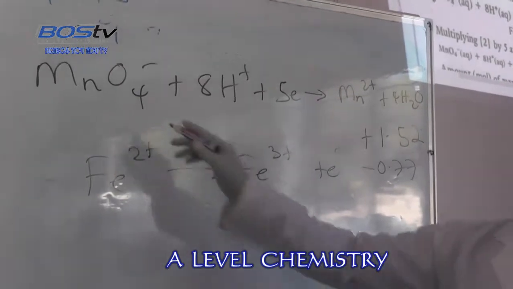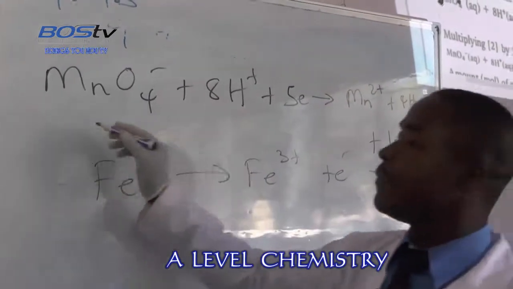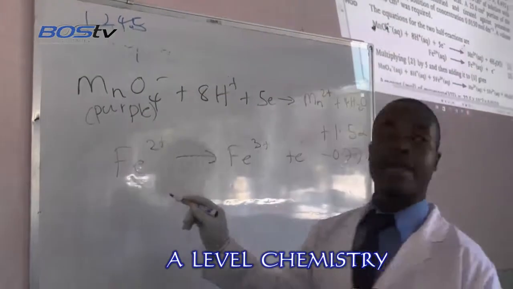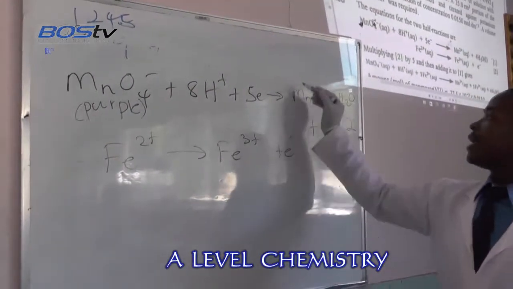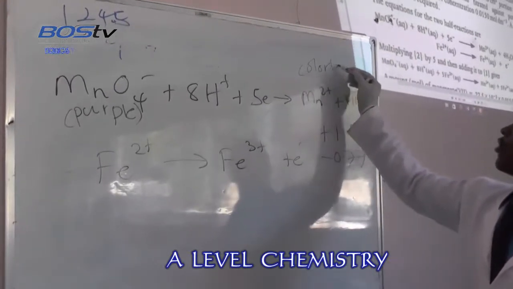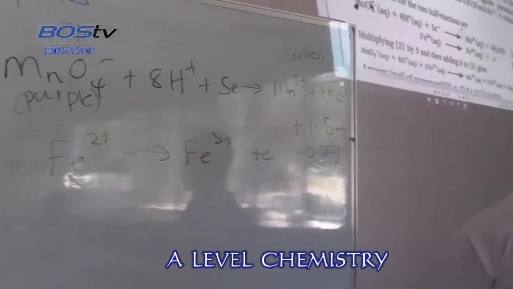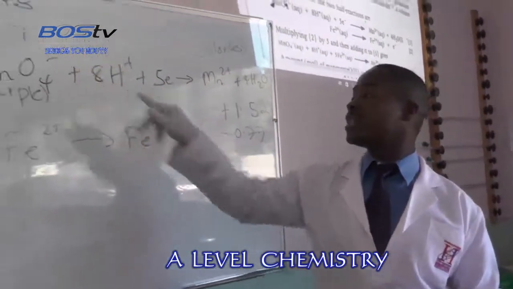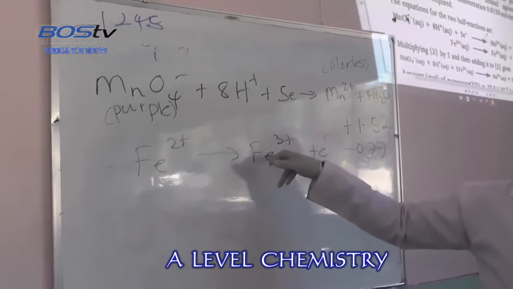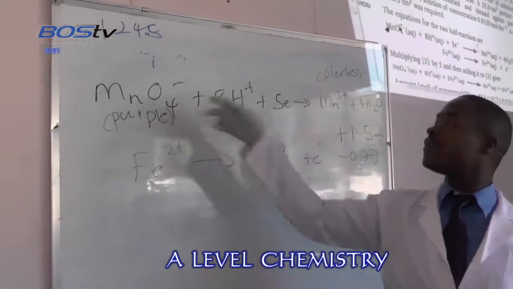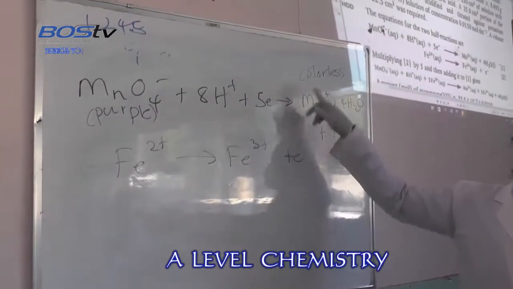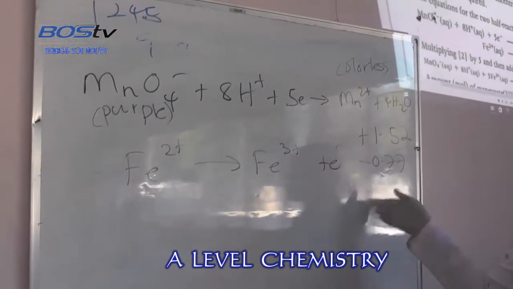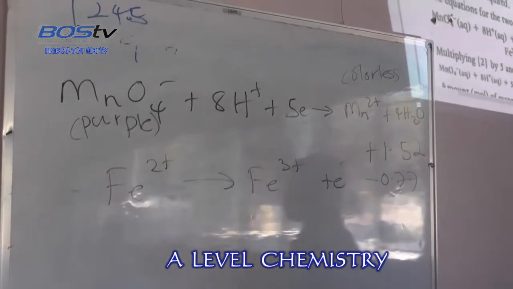Now, your potassium permanganate is deep purple, and your manganese 2 plus is colorless. So for this particular titration, we don't need an indicator. As you add your potassium permanganate to iron 2, it should be decolorized, forming manganese 2 plus, because if you add the E theta values for these two half equations, you are going to get a positive value. That means the reaction is feasible.